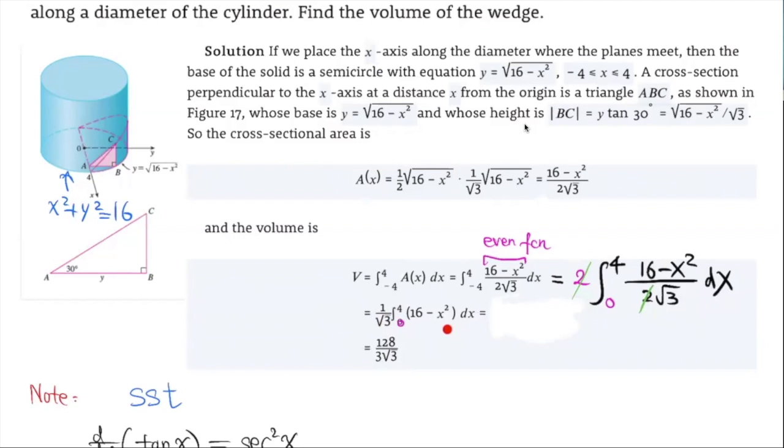Okay. Now we find the antiderivative: the antiderivative of 16 is 16x, and the antiderivative of x squared is x cubed over 3. Evaluate this, x goes from 0 to 4. Do the calculation. So that's 128 over 3 square root of 3. So this is the exact answer over here.